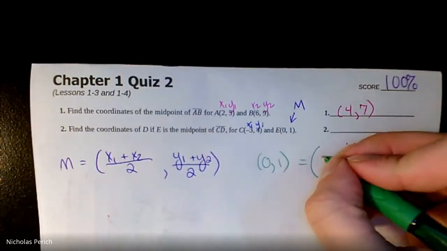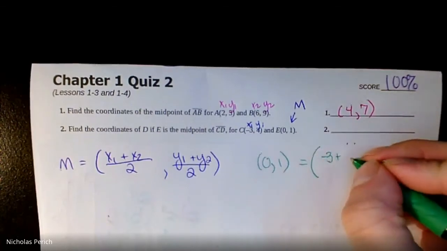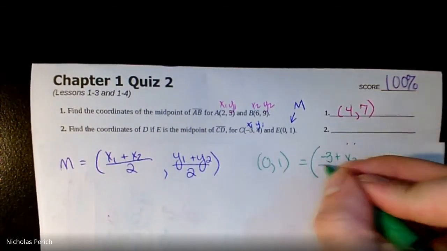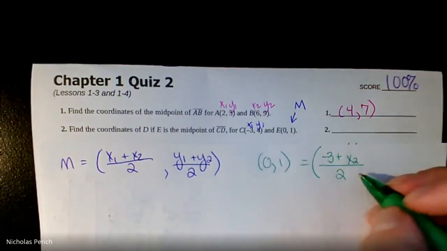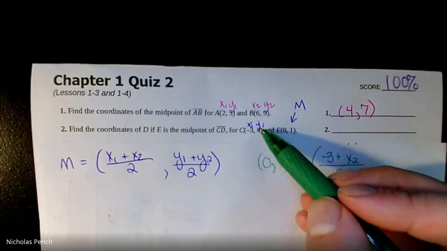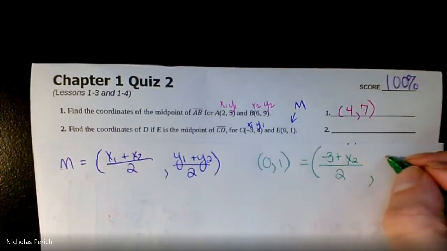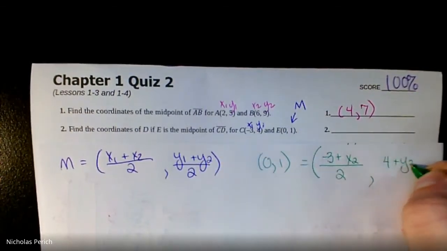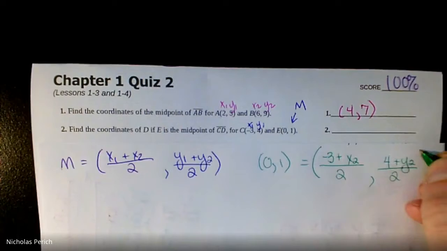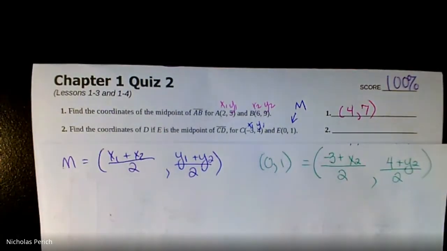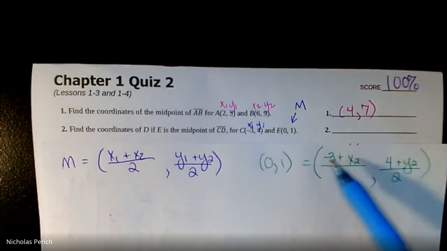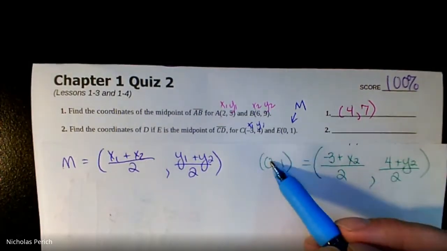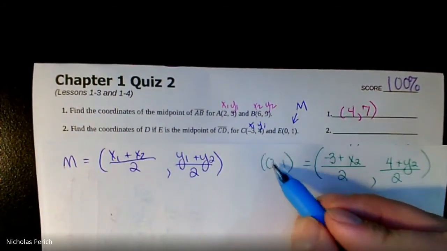That equals x sub 1, which is negative 3, plus x sub 2, which is what I need to find, all divided by 2, comma, y sub 1, which is 4, plus y sub 2, which is what I need to find, all over 2. So I need to find two things. I need to find the x value and I need to find the y value. The way I find the x value is I focus on the x value.